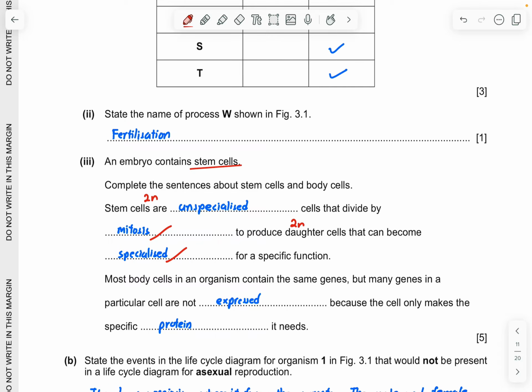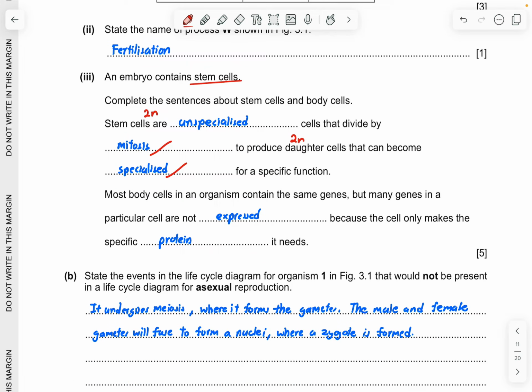And then most body cells in an organism contain the same genes, but many genes in the particular cells are not expressed. So it's not showing out. So this is usually the recessive, or you are a carrier, where you don't explicitly show that you have this. Because the cell only makes a specific protein it only needs. When it has produced a specific protein, it doesn't need the other one already.